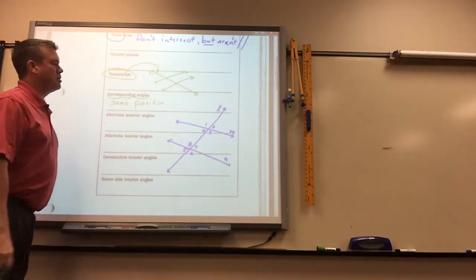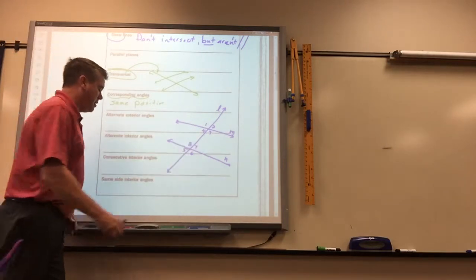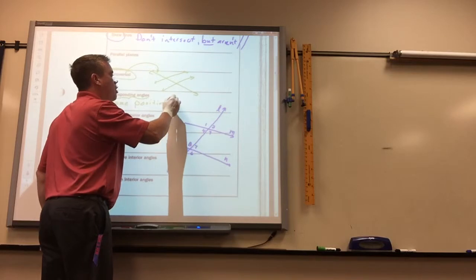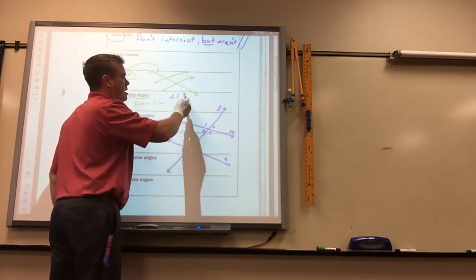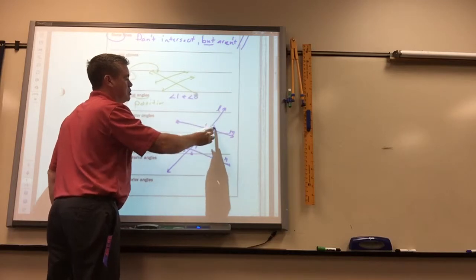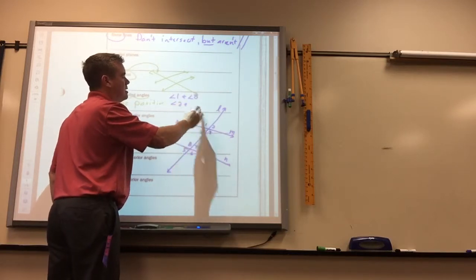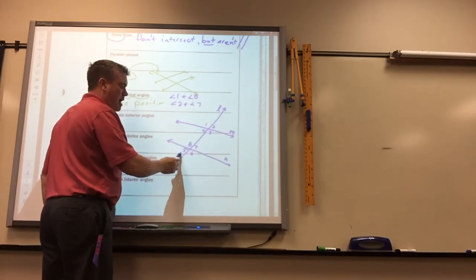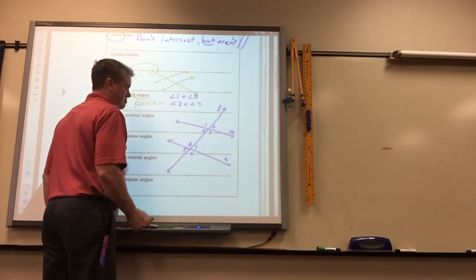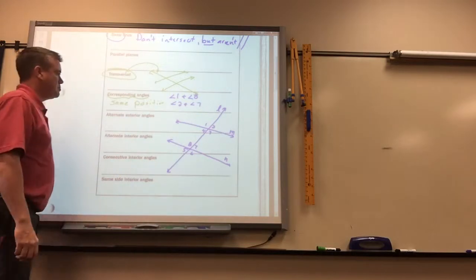So in this picture, the corresponding angles, what corresponds to angle 1? 8. Top left, top left. 2 and 7. 4 and 5, 7 and 6. Okay?